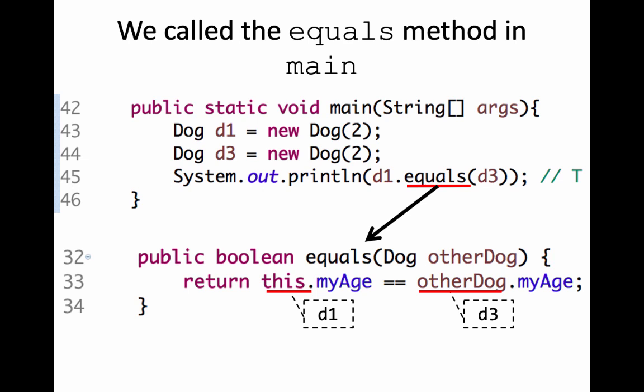But again, just as a review about how method calls work, inside of my non-static method equals here, I know it's not static because it doesn't say static, my this will refer to whatever D1 referred to, and my other dog will refer to whatever D3 referred to.